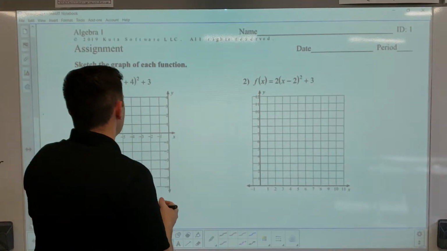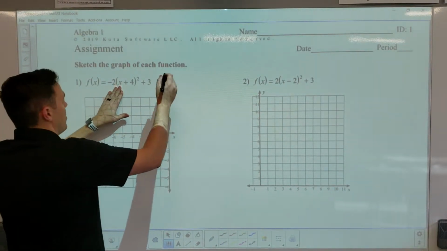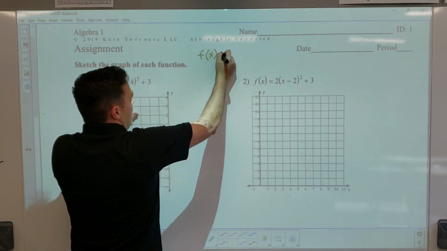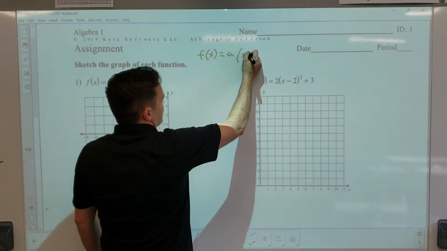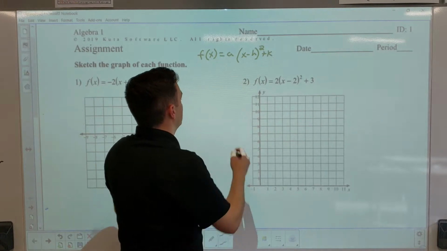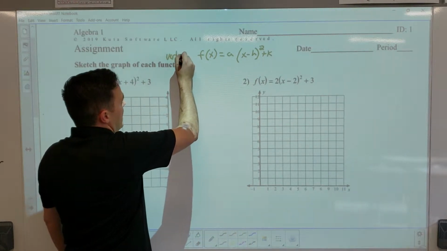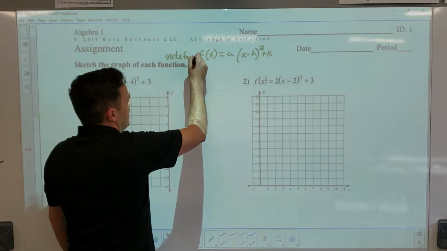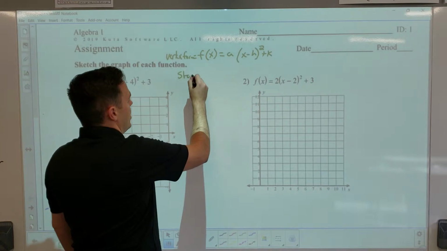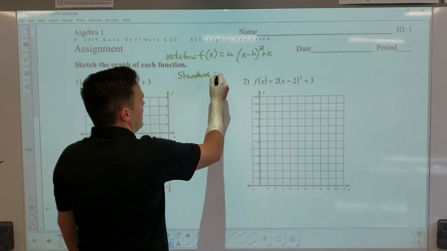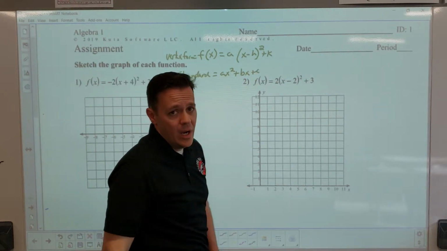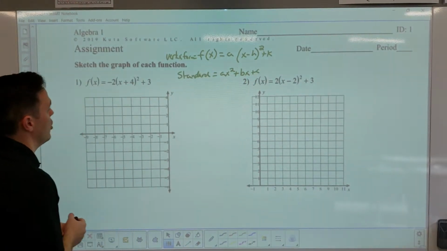What we're shooting for is vertex form of an equation. Vertex form is f of x equals a times x minus h squared plus k. If you want to write on your paper, you can, vertex form, but we're going to definitely write this on the back side. Then there's standard form, which is what we're used to: ax squared plus bx plus c. That's kind of where we're going back and forth to.